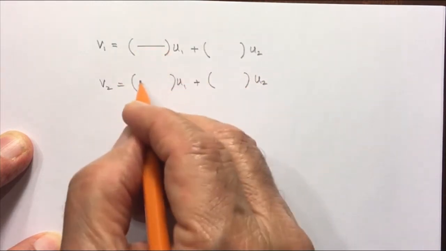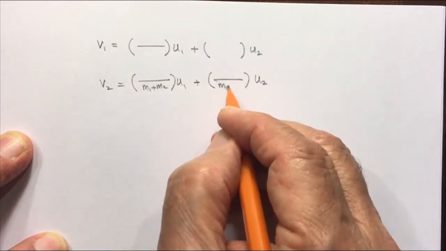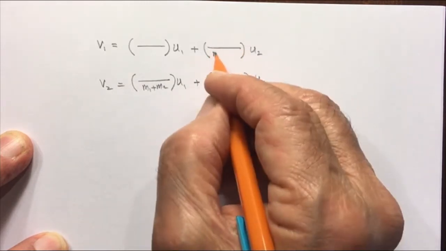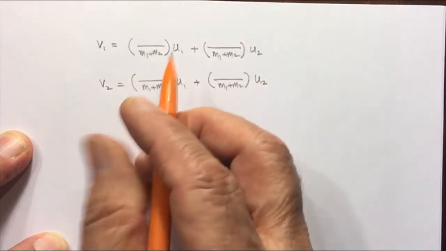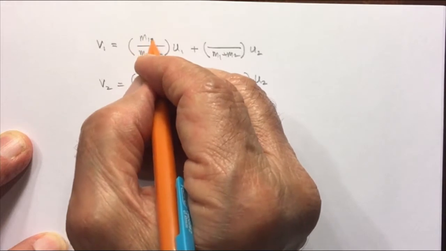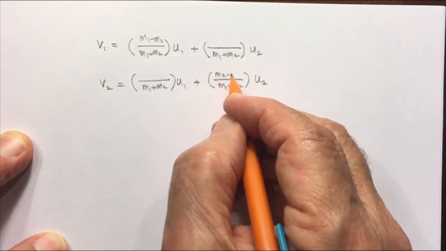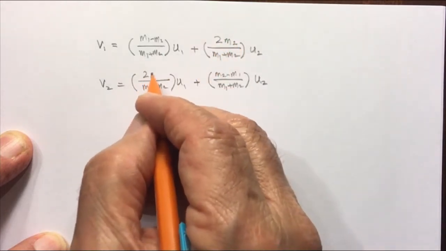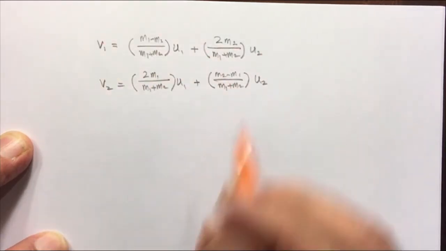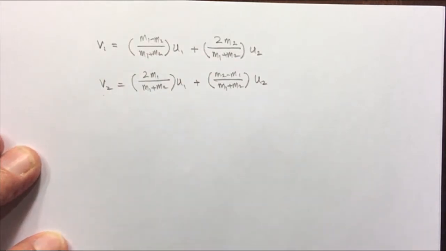So inside here we have M1 plus M2 in all of them, and here we have M1 minus M2, and here we have M2 minus M1, we have 2M2, and we have 2M1. So we have these two equations. So if we know the masses and the initial velocities, we can get the final velocities through the elastic collision.